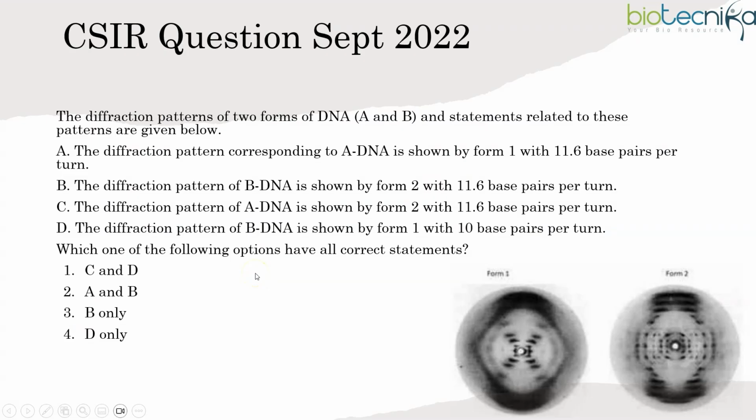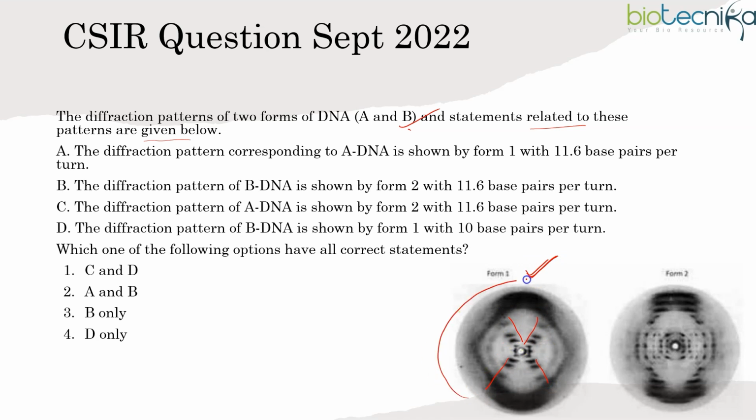Okay, the next question is also from CSIR, September 2022. Here it is regarding the diffraction patterns of two forms of DNA, A and B, and the statements related to these patterns are given below. Now here, this is form 1, which shows a typical X structure.